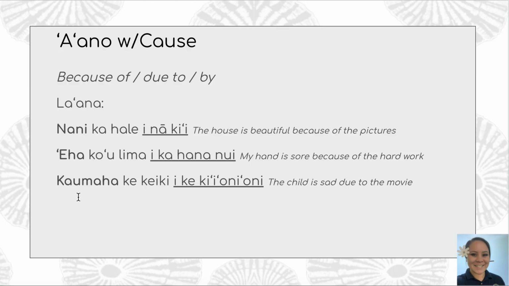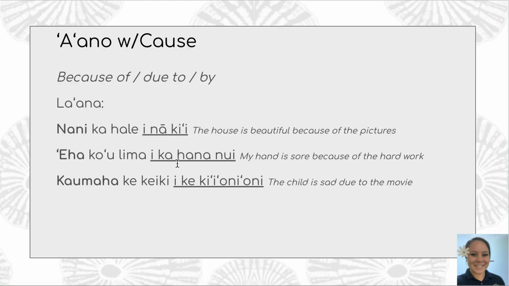Kaumaha ke keiki I ke ki'i oni oni. Yeah, we know that kaumaha means sad. The child is sad. Kaumaha ke keiki. The child is sad. I ke ki'i oni oni. The child is sad due to the movie.